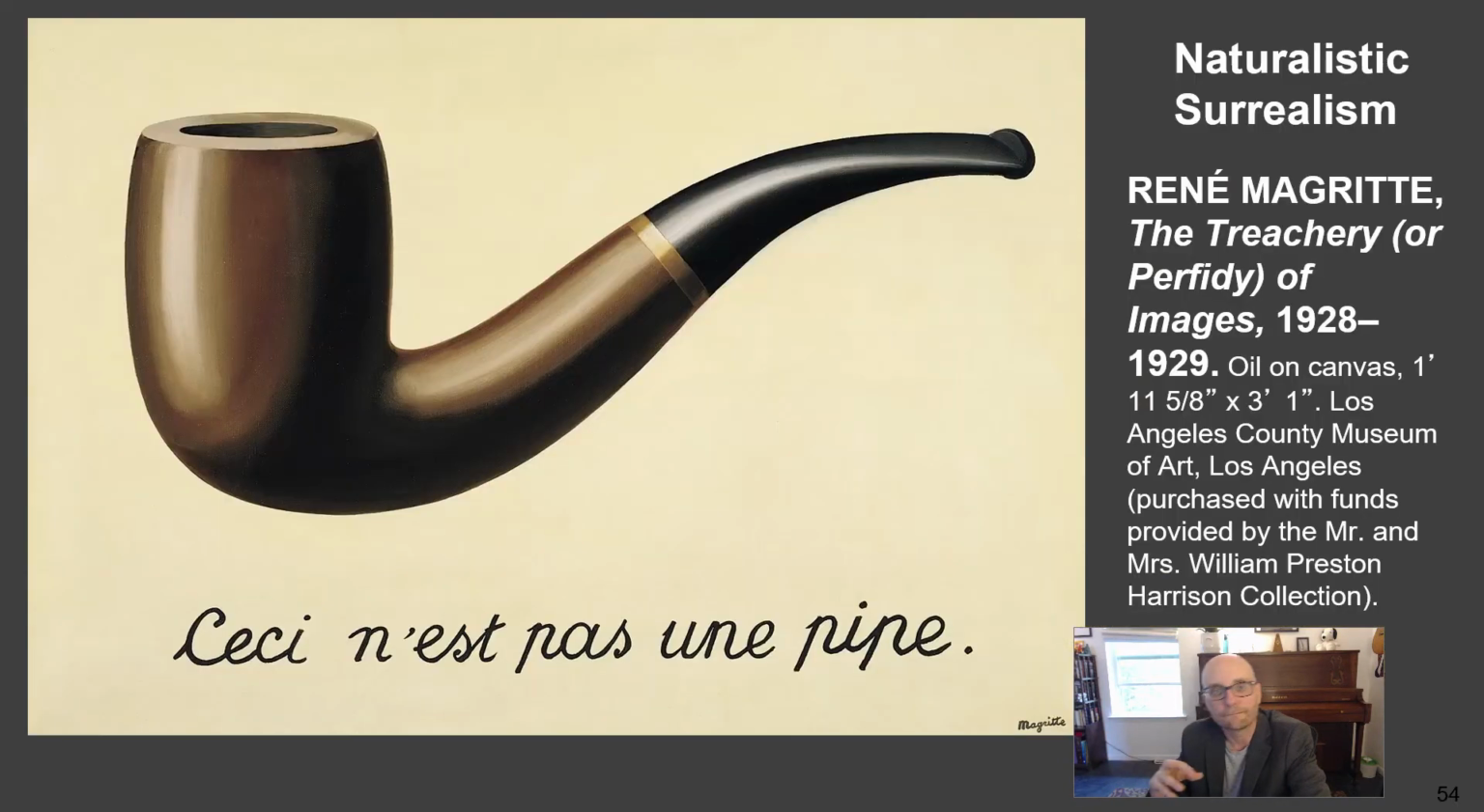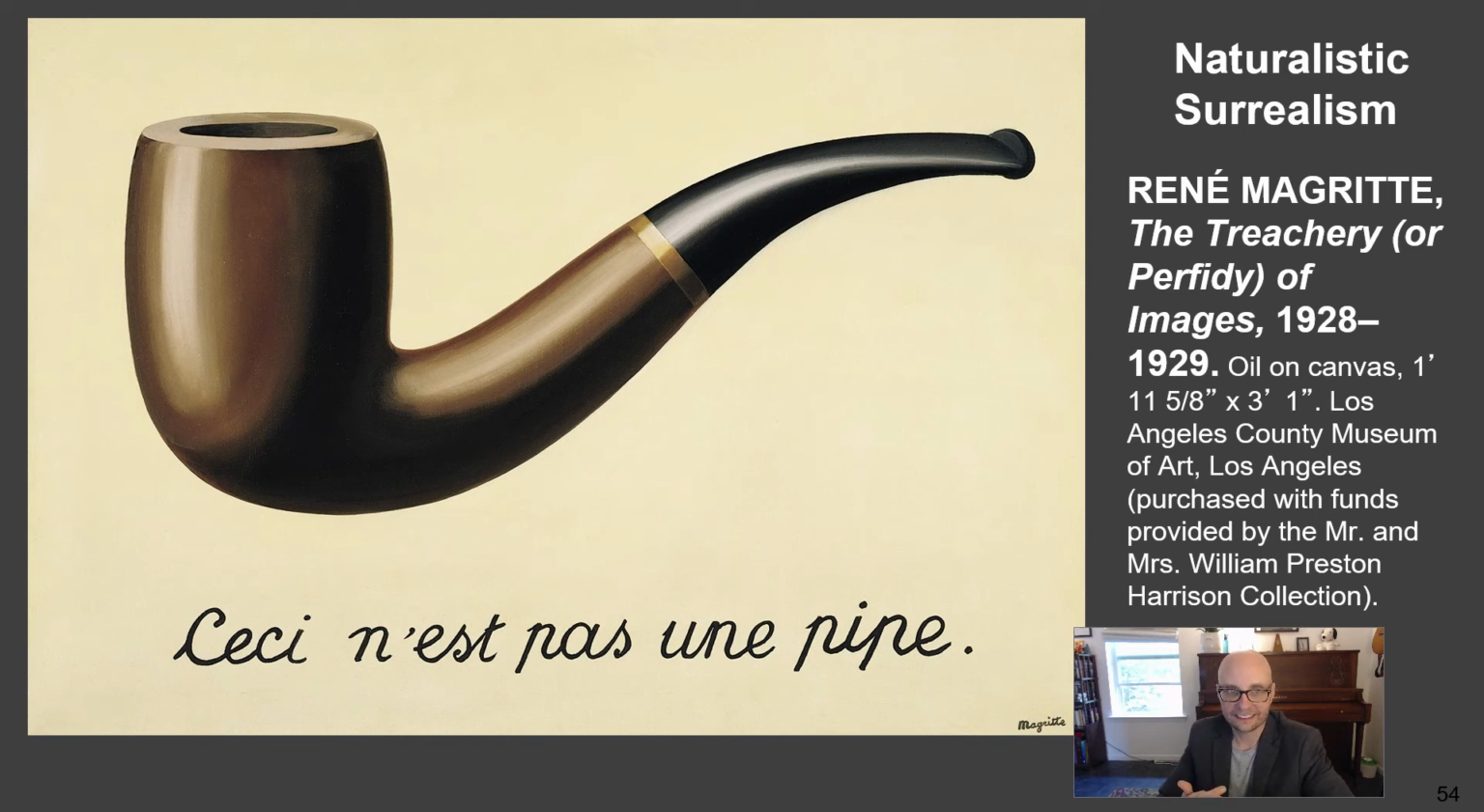All right. Another surrealist is the artist René Magritte, whose work is often rather humorous. This is one of his most famous paintings. It's called The Treachery of Images. And it is, of course, a picture of a pipe. And underneath the pipe, it says, "This is not a pipe" in French. Because it is not a pipe, is it? It's a picture of a pipe. It's a representation of a pipe.